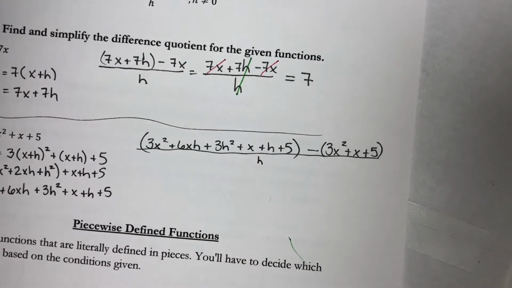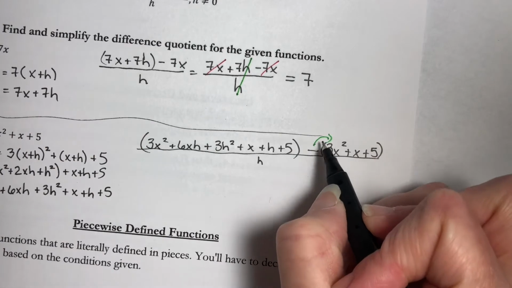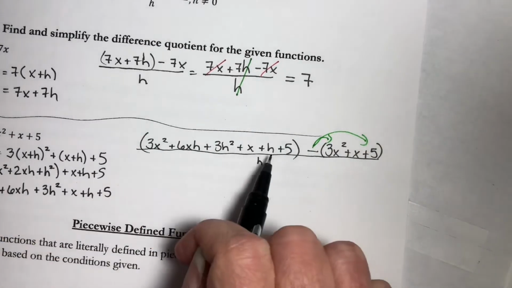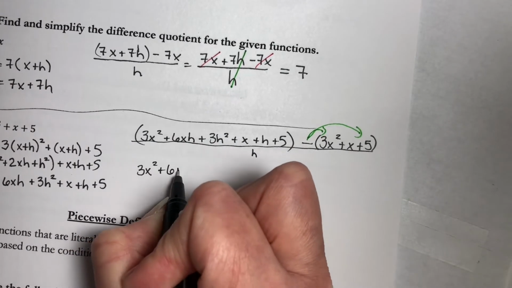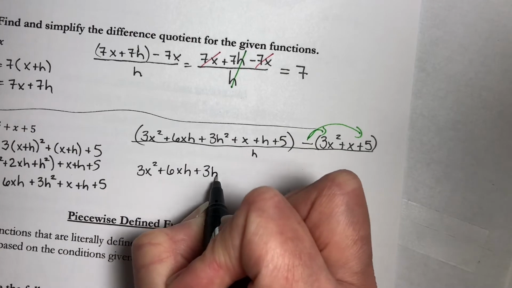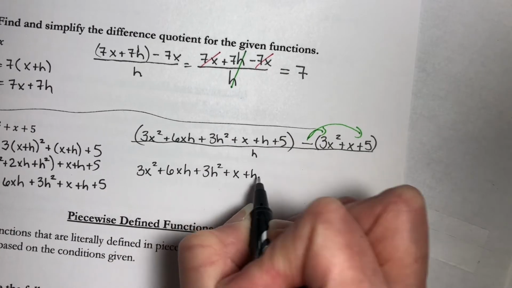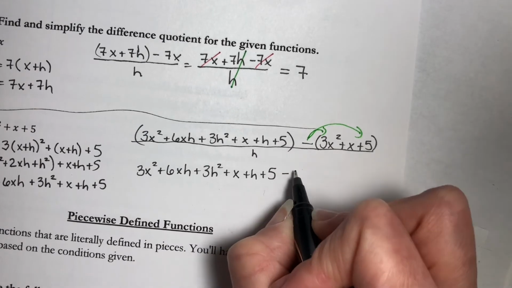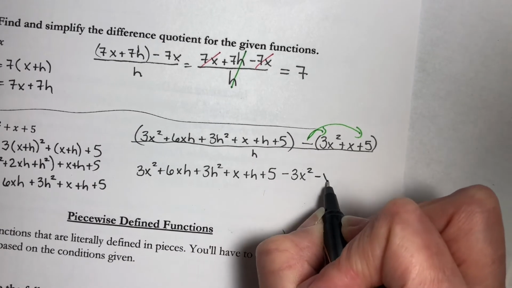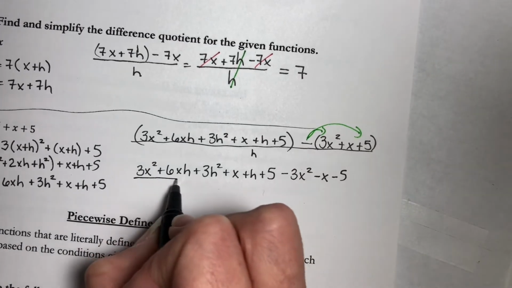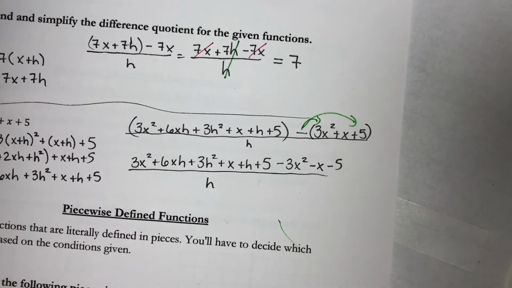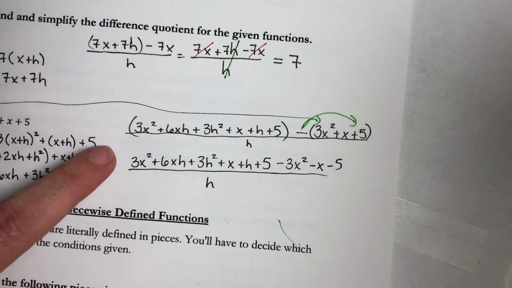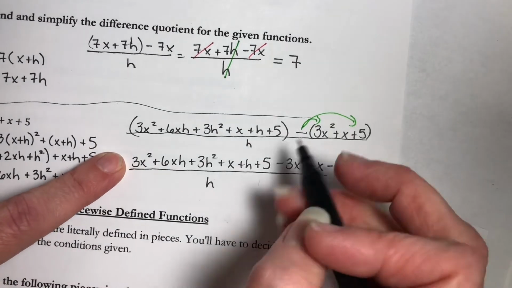Now, look right here. We have this minus 1 that we need to distribute. And there's nothing to distribute here. So I get 3x squared plus 6xh plus 3h squared plus x plus h plus 5 minus 3x squared minus x minus 5, and this is all over h. All right, like I said on the original problem, everything that does not have an h in it will cancel out. So I have 3x squared minus 3x squared, gone.